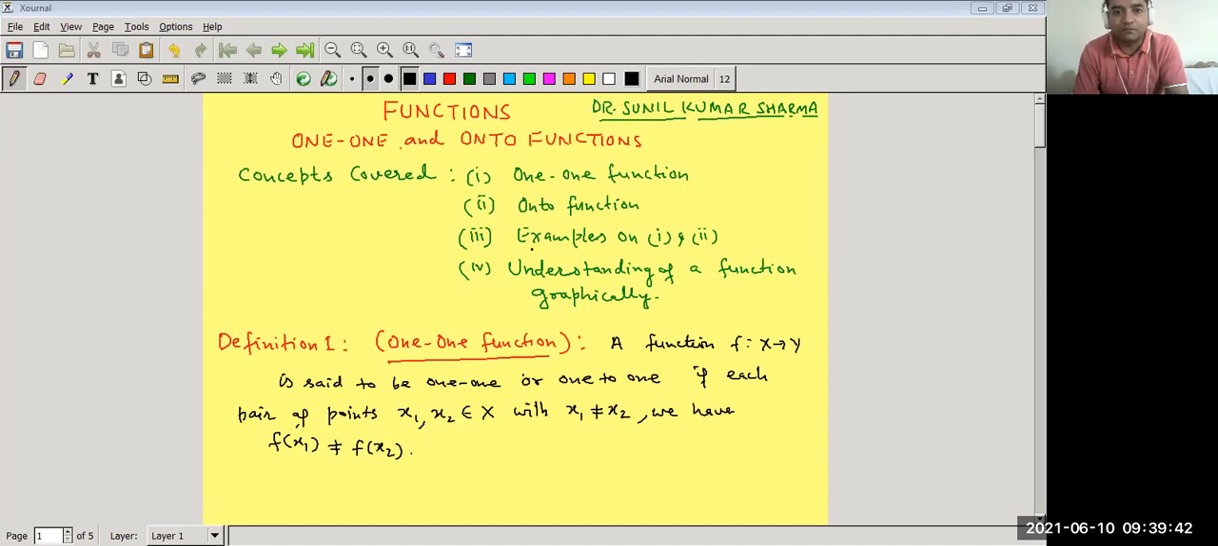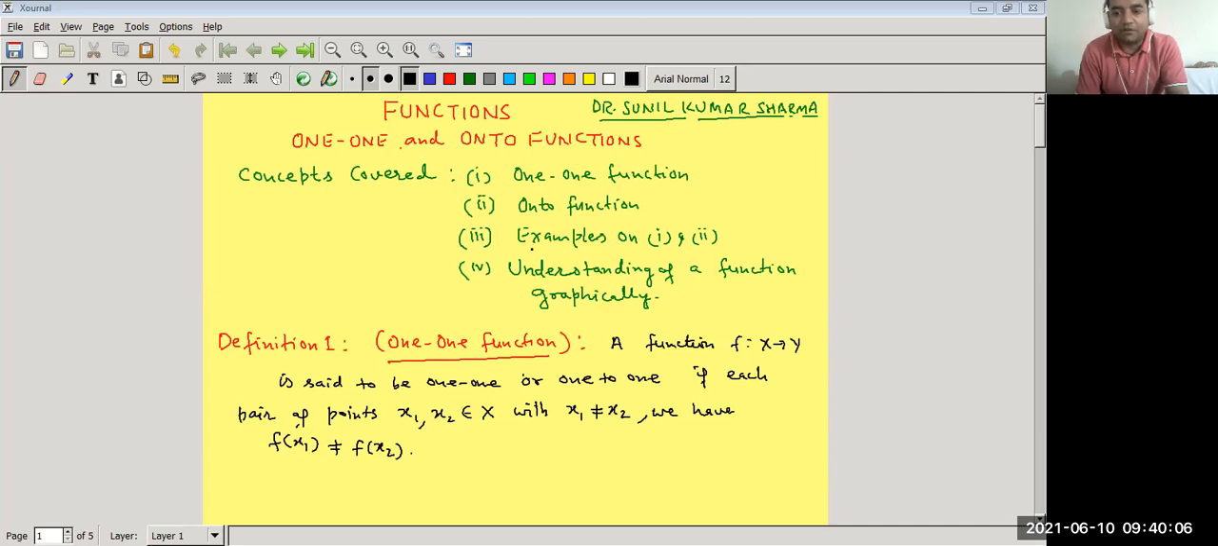We are discussing one-one function and onto function in this lecture. So the concepts covered in these lectures are one-one function, onto function, examples on one-one and onto functions, and the most important thing, that is understanding of the function graphically. So let us start our discussion with one-one function.